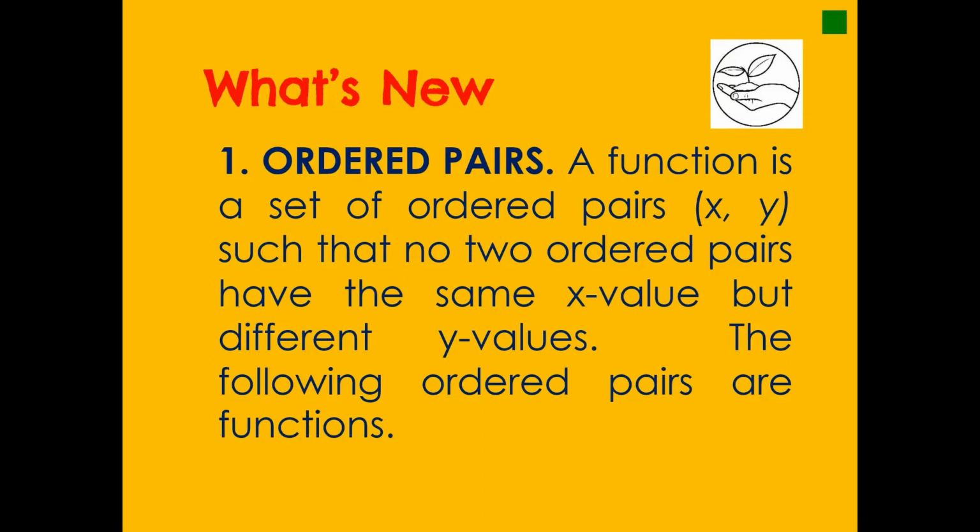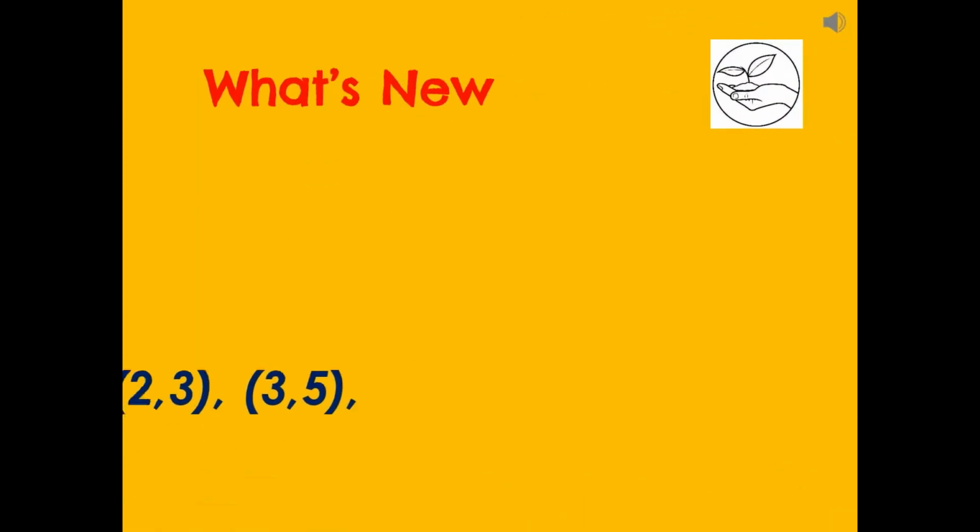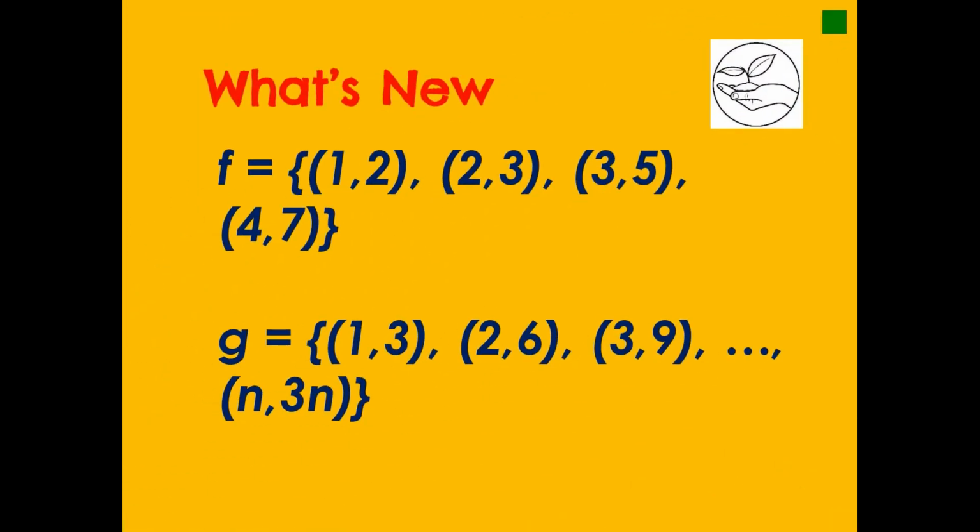Look at the first item, ordered pairs. A function is a set of ordered pairs, x, y, such that no two ordered pairs have the same x value but different y values. The following ordered pairs are functions. Examples of ordered pairs that represent function. Set f is a function because all the x values are different. Nothing is repeated. F is equal to (1, 2), (2, 3), (3, 5), and (4, 7).